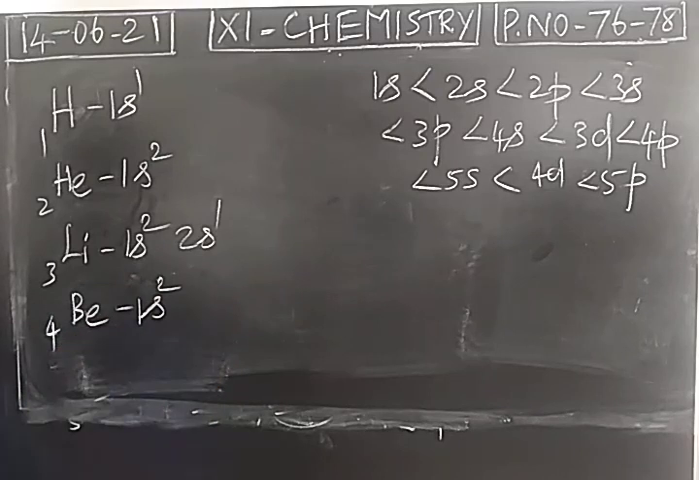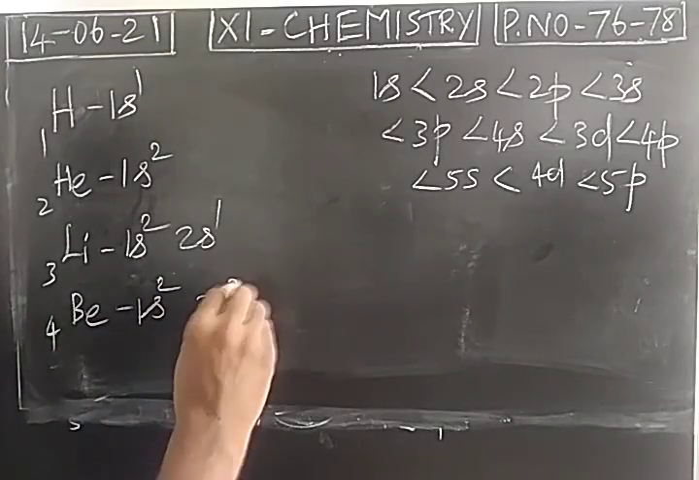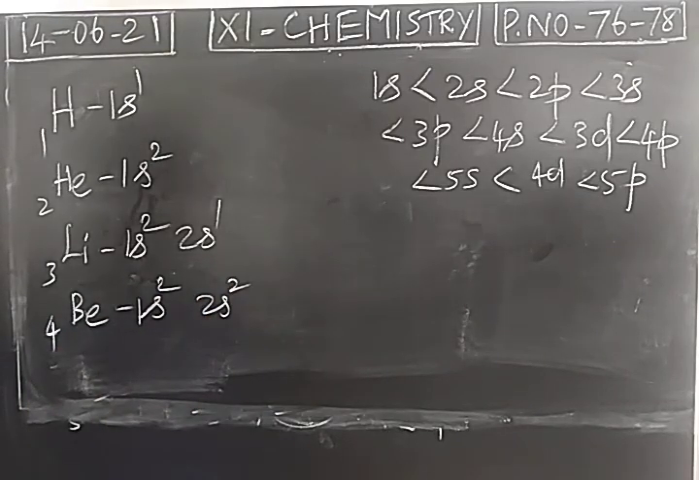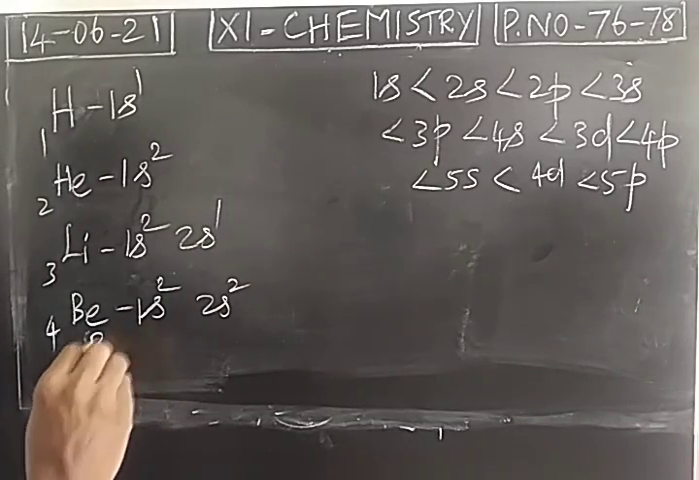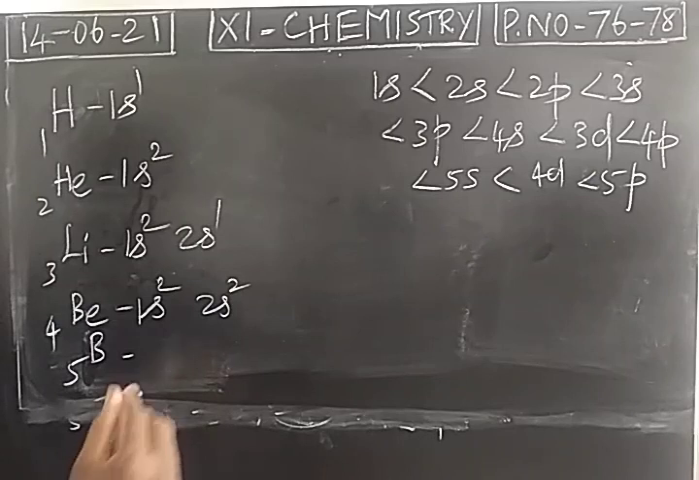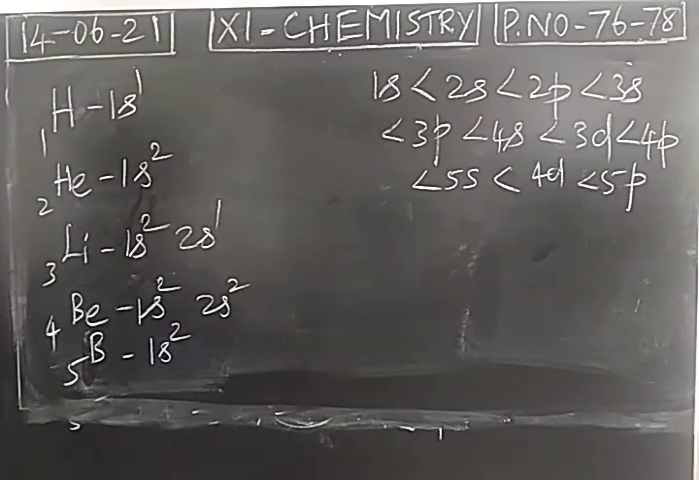First 2 electrons are placed in 1s orbital, remaining 2 electrons will be placed in 2s orbital. Then boron, atomic number 5. Out of 5 electrons, first 2 electrons will be placed in 1s orbital. Next 2 electrons will be placed in 2s orbital. Then higher energy orbital is 2p1.